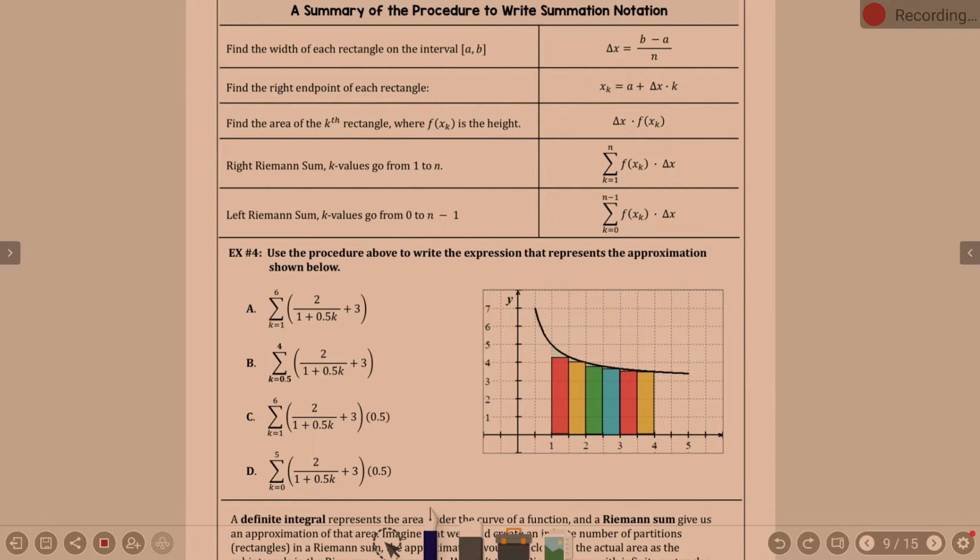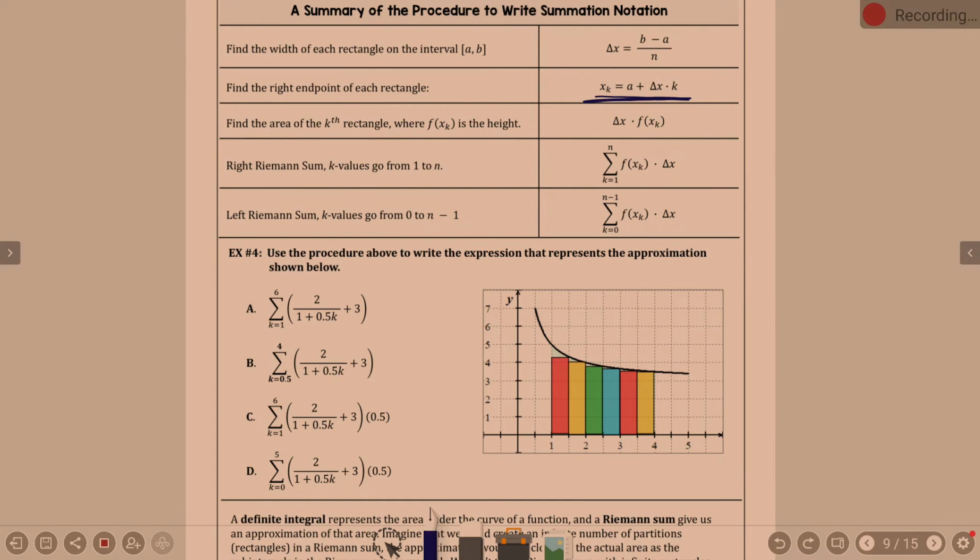So, okay. Find the width of each rectangle on the interval, a to b. So that's using your delta x is b minus a over n. That'll be your width. Find the right end point of each rectangle. So that is finding x of k. This is what I had to look back at most, I think: what is x of k? I think eventually by the time I got done with the homework last night, I knew it. I had it in my brain. Now, if I sit down to do it again, is it still fresh there? I don't know. But it's going to be your a value plus delta x value times k.